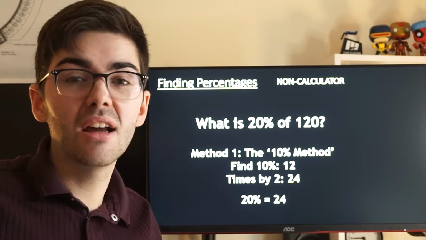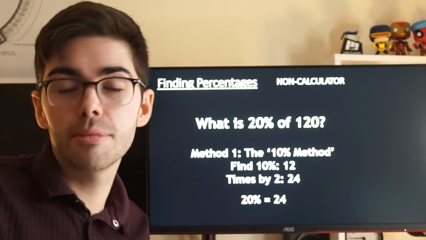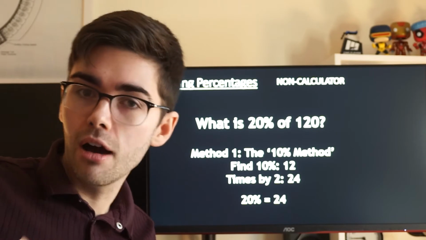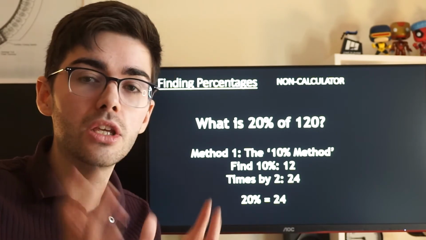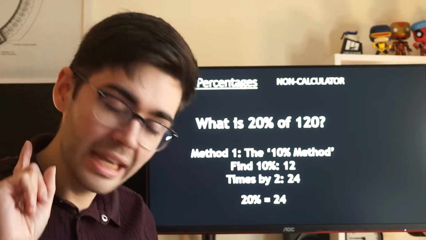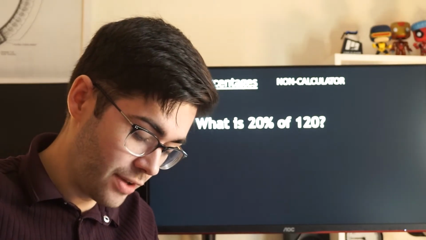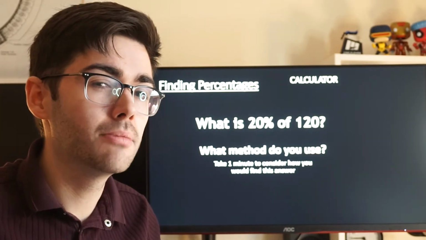If I wanted 30%, I'd times it by 3. If I wanted 50%, I'd times it by 5. If I wanted 5%, I would half it, okay? We get that 10%, we use it like a building block. If we do have a calculator, however, there's a slightly more sophisticated method we can use.